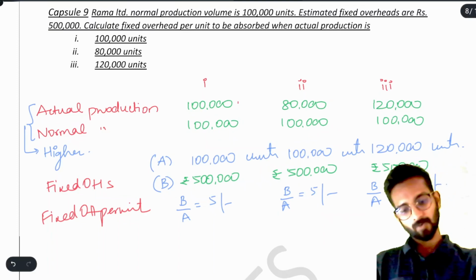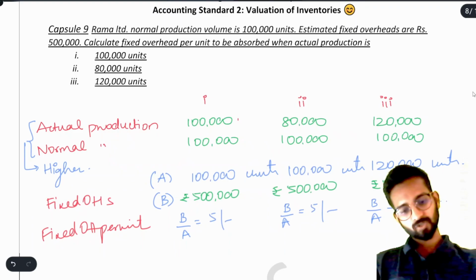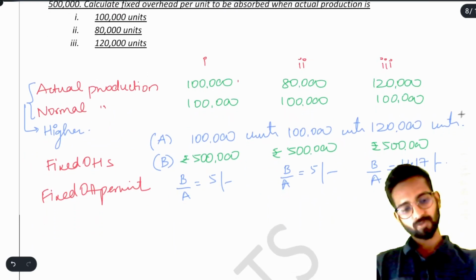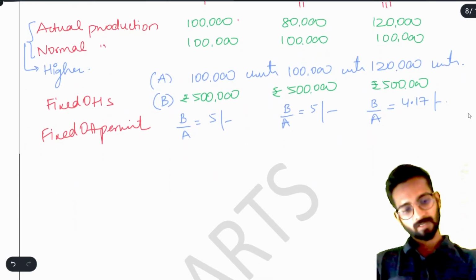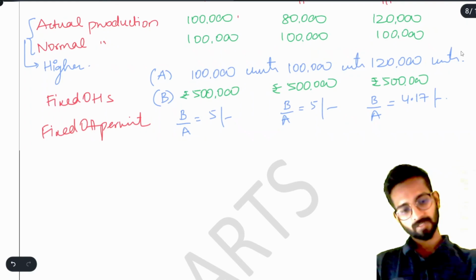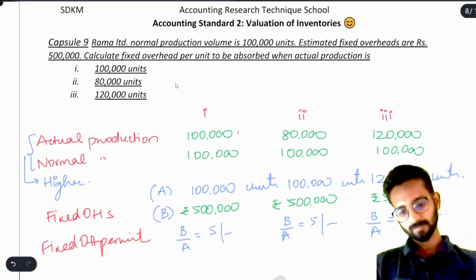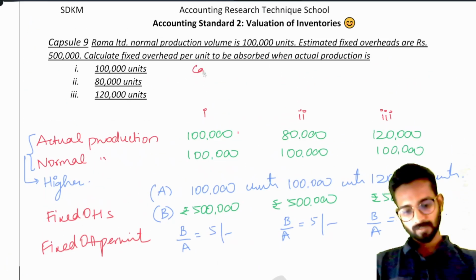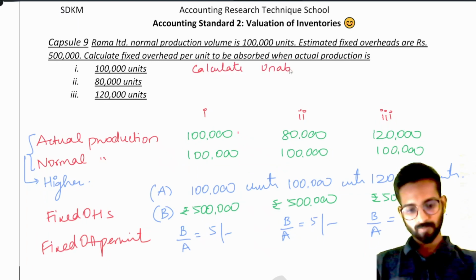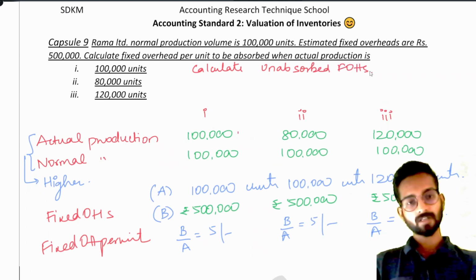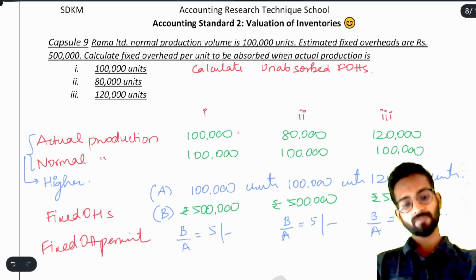Simple. Now, they are saying calculate fixed overhead per unit to be absorbed. This is your per unit fixed overhead, but we have to calculate one more thing here, that is unabsorbed fixed overheads. What are unabsorbed fixed overhead? What are absorbed fixed overhead first?